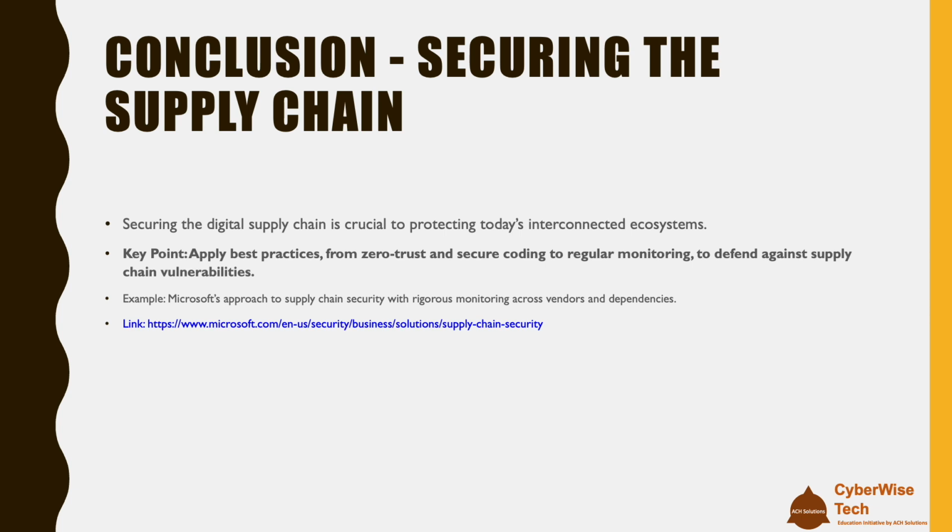So, in conclusion, securing our digital supply chain is essential to protecting today's interconnected ecosystem. By implementing best practices like zero trust models, secure coding, dependency monitoring, and regular audits, we can safeguard against vulnerabilities in our third party and open source software. Microsoft, for example, has adopted a stringent approach to supply chain security, closely monitoring vendors and dependencies to mitigate risk. Securing our supply chain requires a collaborative effort across all levels of an organization. And by taking action today, we help ensure a more secure tomorrow.